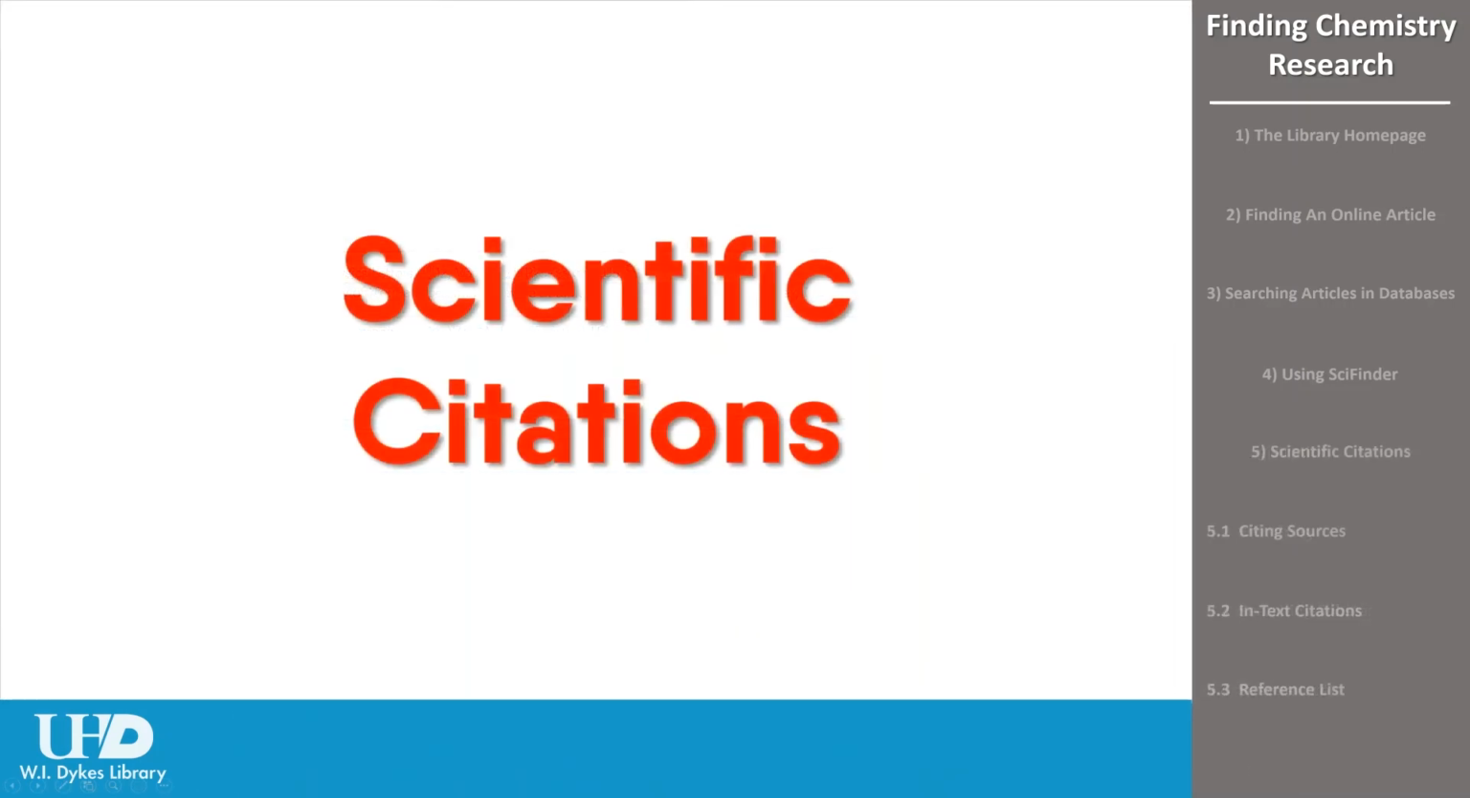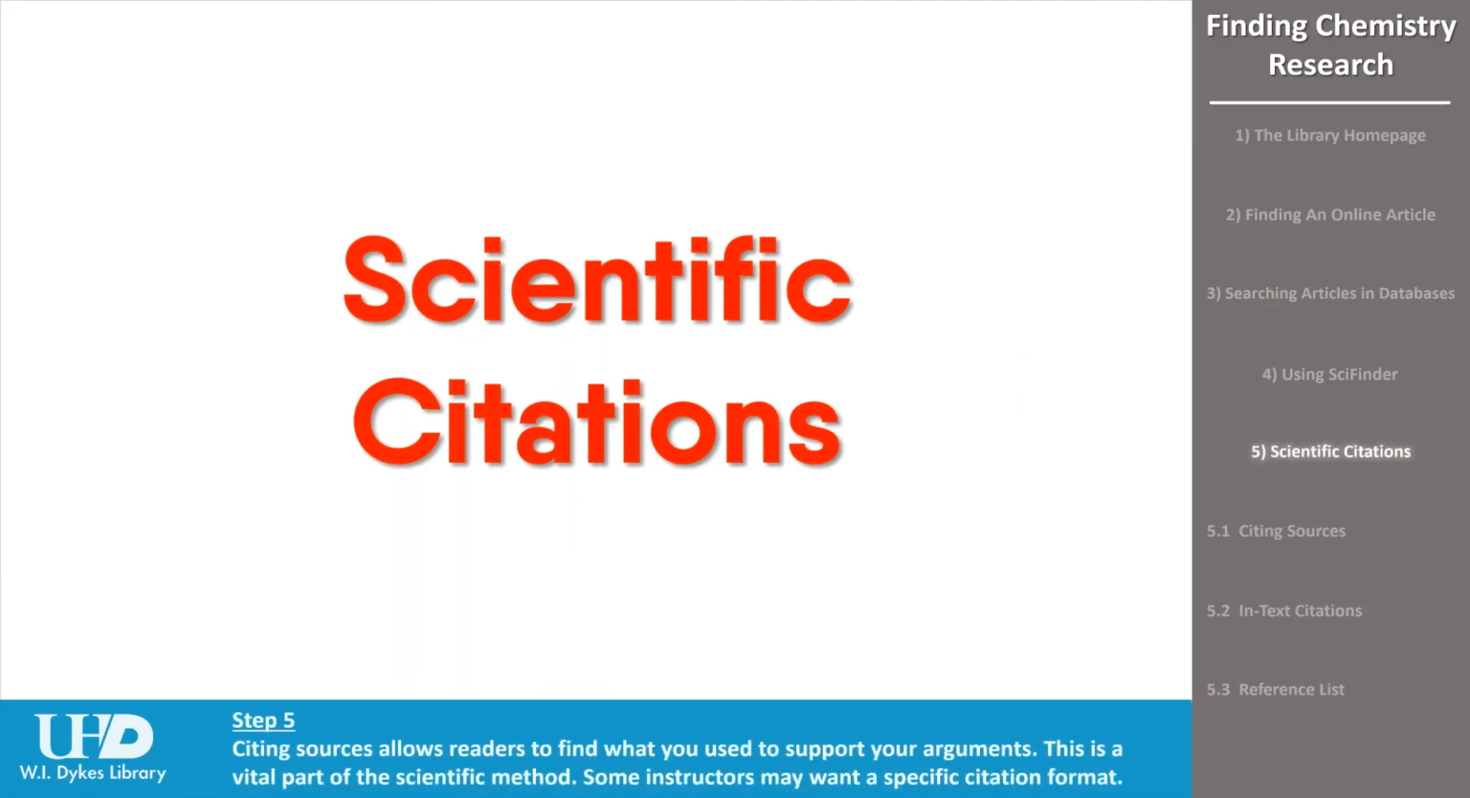We are all familiar with citing sources when writing papers for English or history classes. Citing sources allows your readers to find the articles, chapters, books, or other media you used to support your arguments. It's no different when writing lab reports or other scientific papers. Not only is attributing credit where credit is due required for ethical scholarship, in the sciences it also serves to help your experiments and research be reproducible, a vital part of the scientific method.